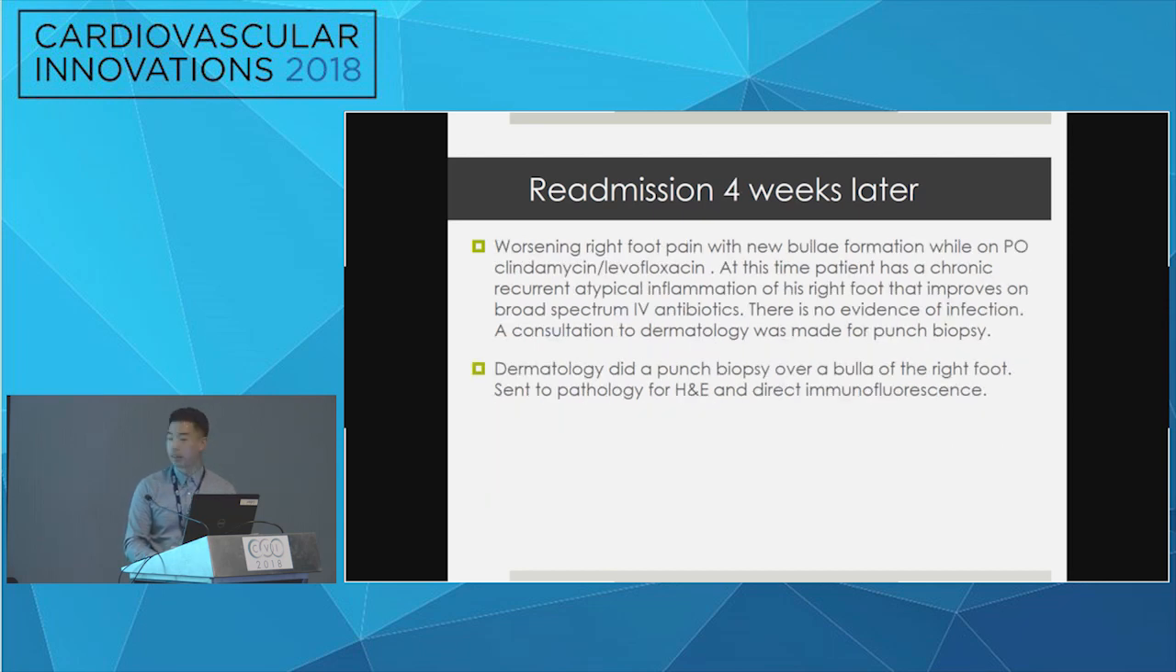And then this time, he came back 4 weeks later with some new bullae formation while on PO Clinda and Levo. He had a chronic recurrent atypical inflammation on the right foot that improved on broad spectrum IV antibiotics. So at this time, everyone was really confused about what was happening. No one really knew what was going on. And even though it improved with IV antibiotics, they still didn't think it was an infection. So they consulted derm for a punch biopsy. They did a punch biopsy over the bullae and sent it out for pathology, for H&E and direct immunofluorescence.